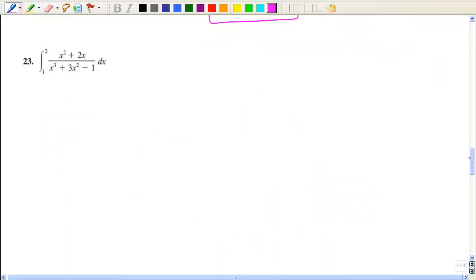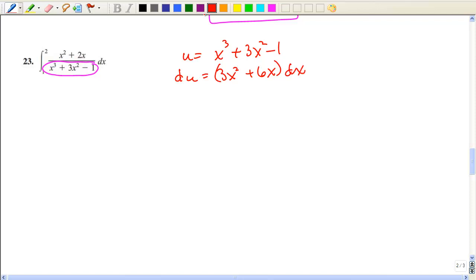Now that looks like a scary problem. When you have a quotient that doesn't look quite so easy, I always try to look at the denominator, and let's let u equal that denominator. Don't forget that dx. Now let's compare. Let's look at that numerator.